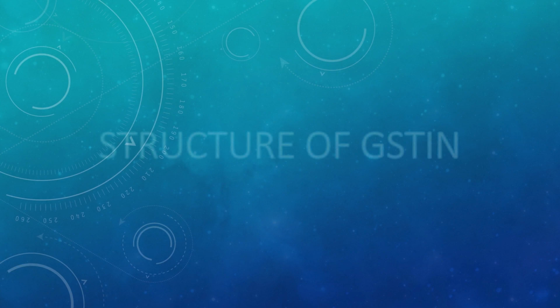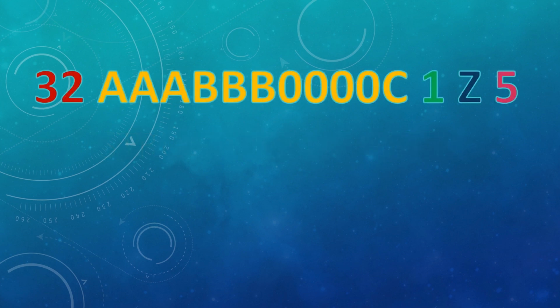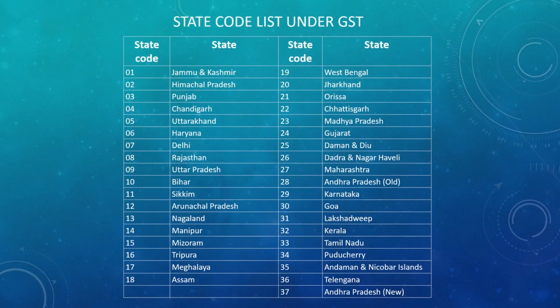We all know that GSTN is a 15-digit alphanumeric code. But do you know what each digit represents? For that, let's understand the structure of GSTN. The first two digits represent the state code as per Indian Census 2011. Every state has a unique state code. Let's look at the state code under GST.